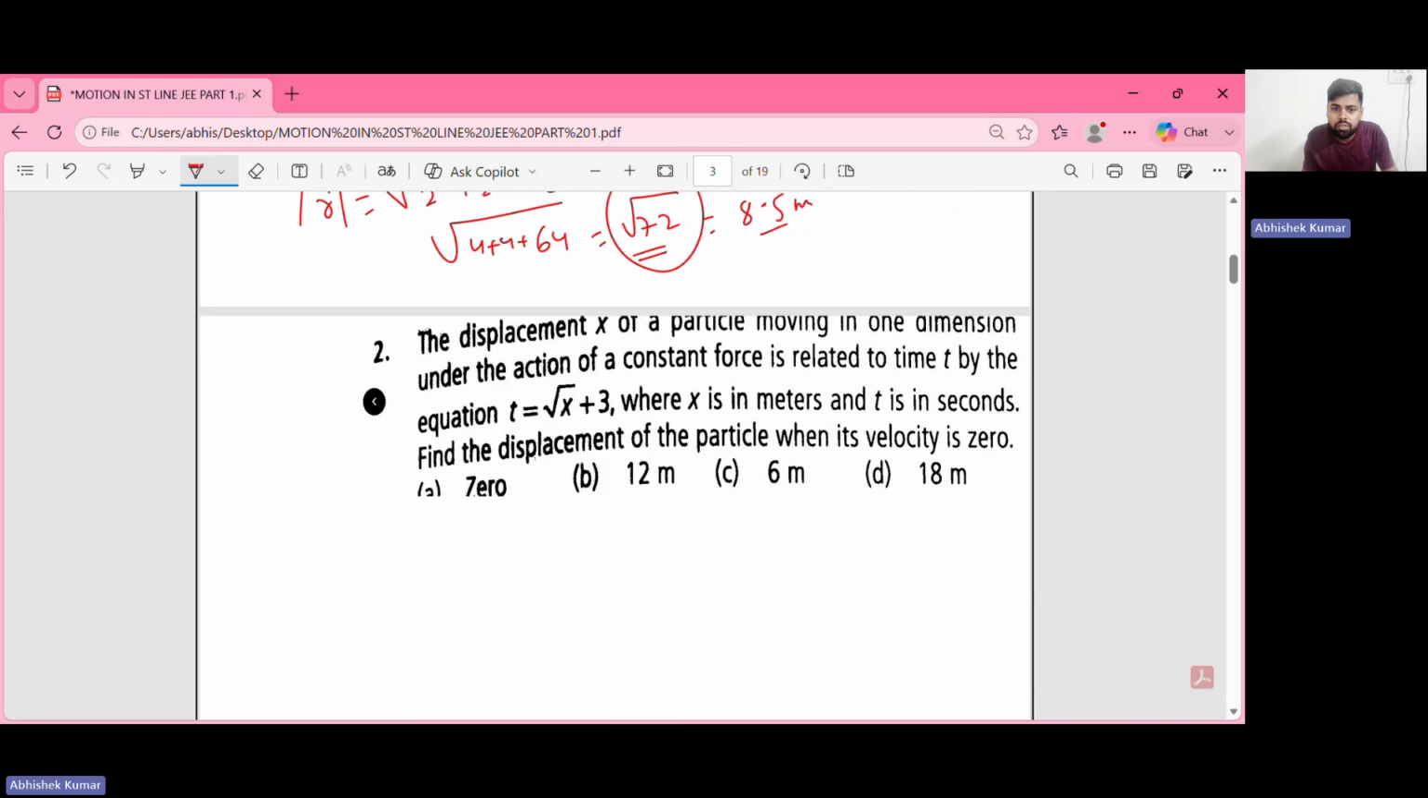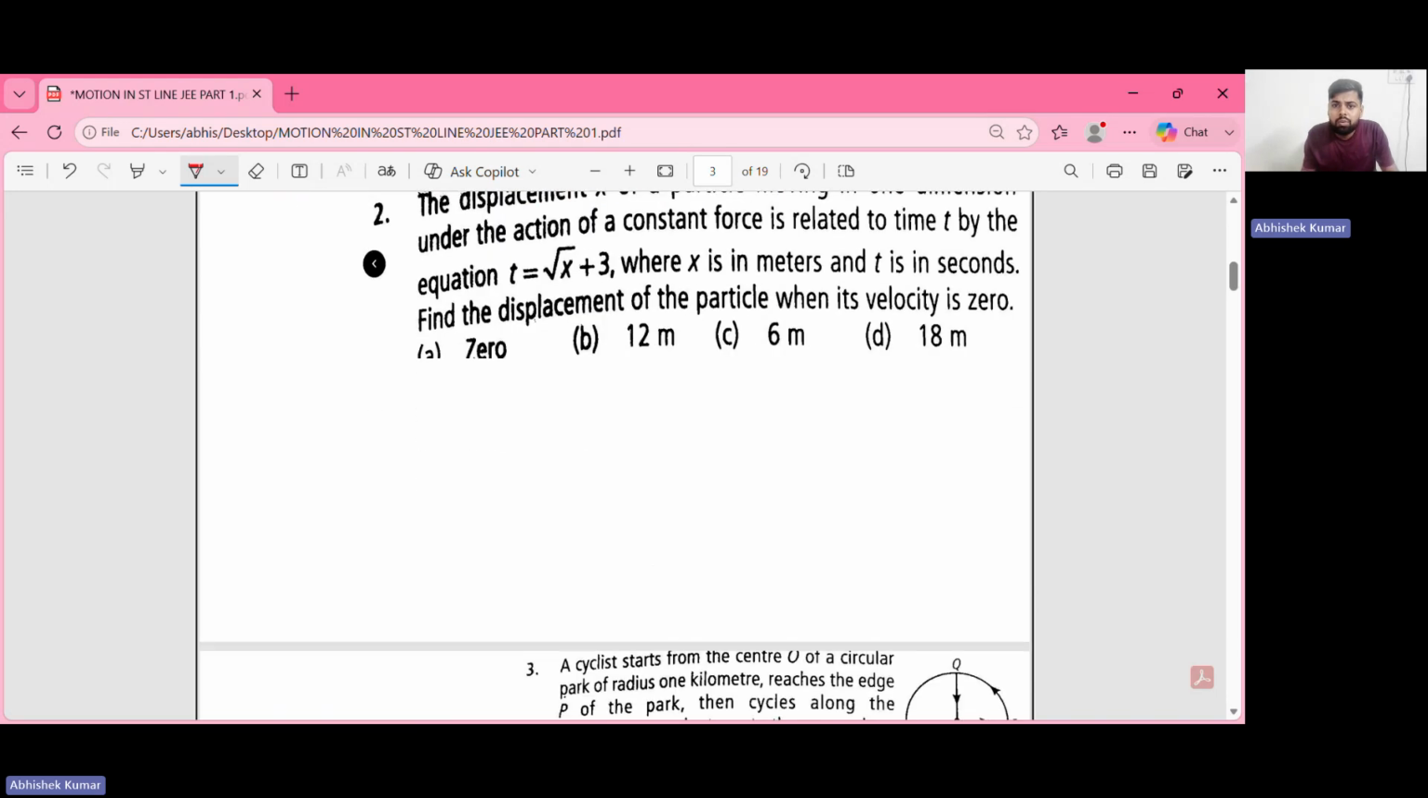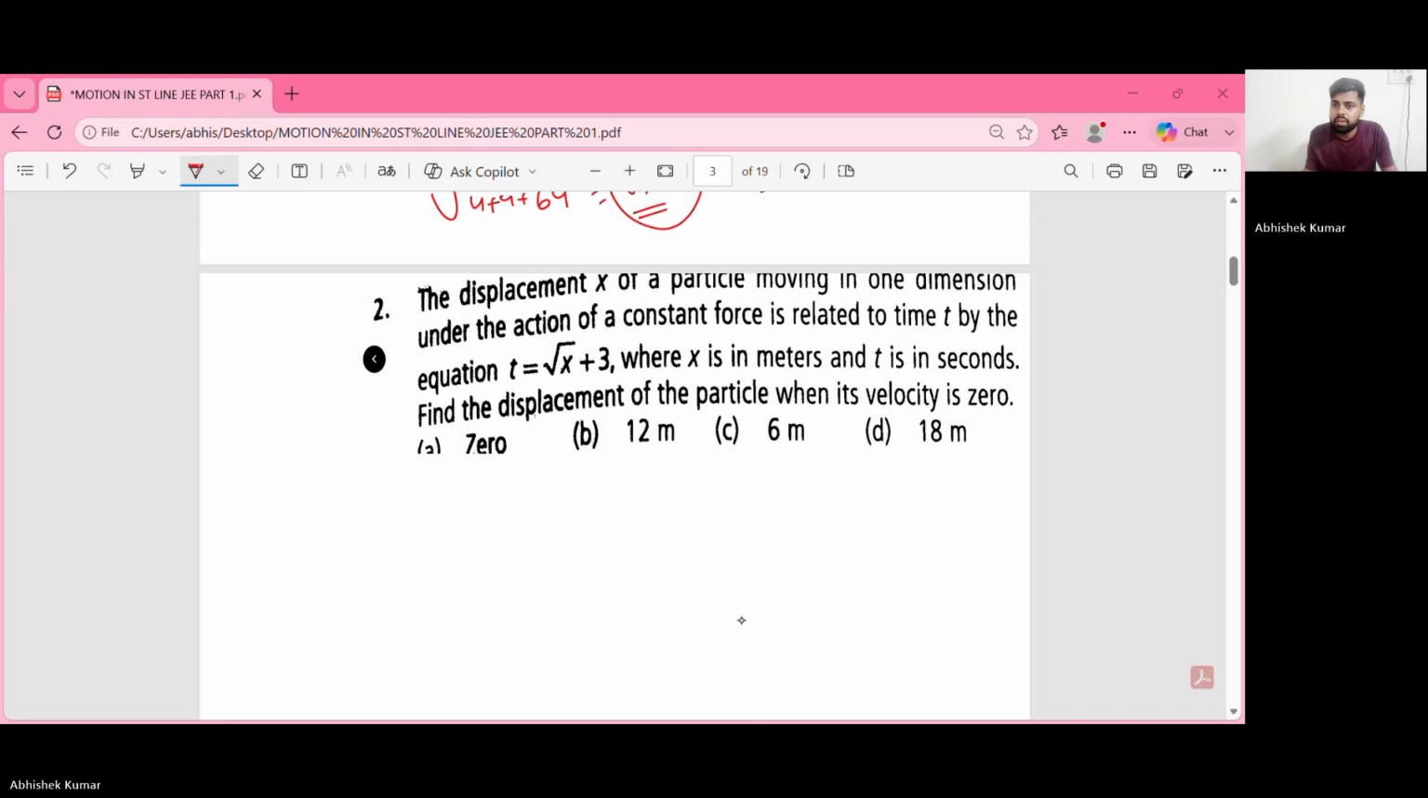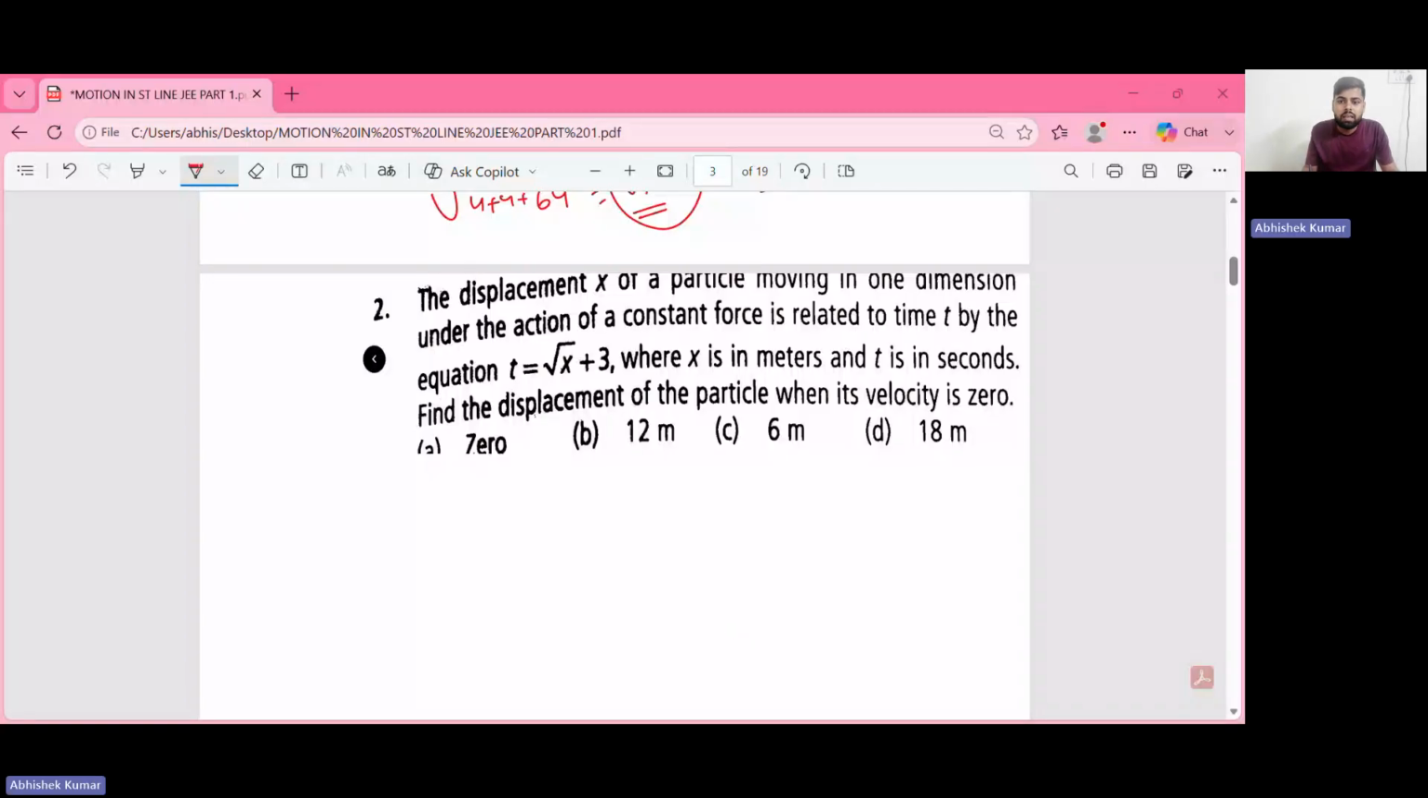Now coming to the second question. What does the second question talk about? See here: the displacement x of a particle moving in one dimension under the action of a constant force is related to time t.